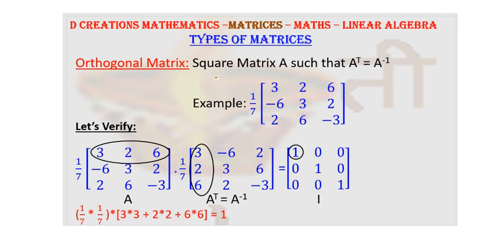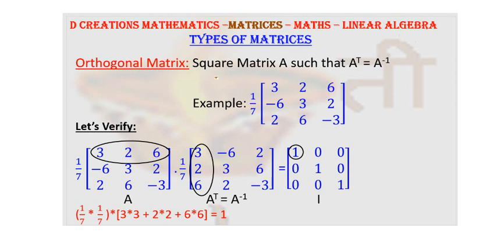The scalars need to be taken outside, 1 upon 7 into 1 upon 7, which will basically give you 1 upon 49. Now row 1 and column 1. So 3 into 3 plus 2 into 2 plus 6 into 6. You can see it here. So 3 into 3 is 9 plus 4, 13, plus 36, 49. So 49 into 1 by 49, that gives you 1. So I have shown you this first part. I would suggest that you pause the video and calculate the rest of the elements, and only when you finish it resume this video.